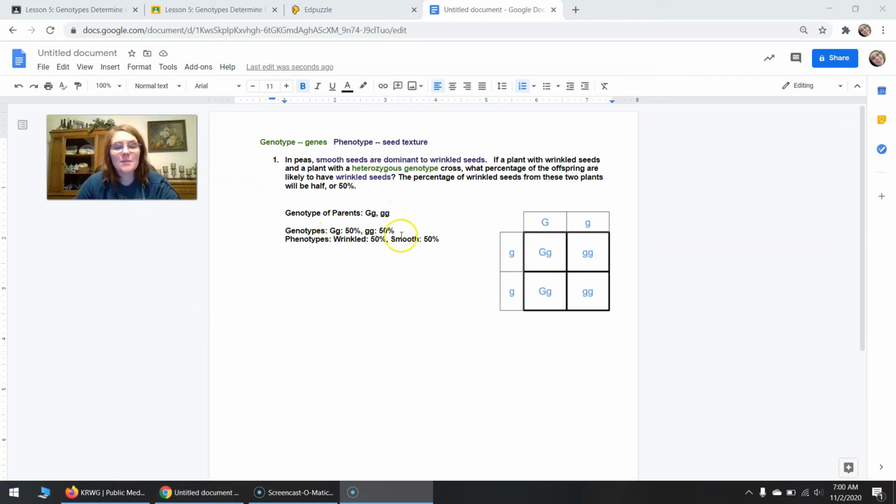I wanted to add one more tidbit. So sometimes the genotype percentages and the phenotype percentages will match. But let's say that we have big G, little g half of the time, and big G the other half of the time. In that case, you'd have two genotypes, but all of the seeds would be smooth because they all have a dominant gene. So don't count on the genotypes and the phenotypes matching in their percentages, because sometimes they will and sometimes they won't, and you can be right with either of those.